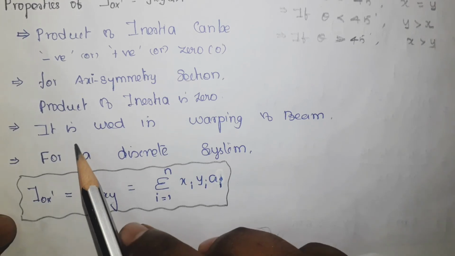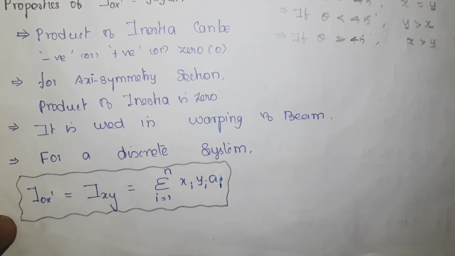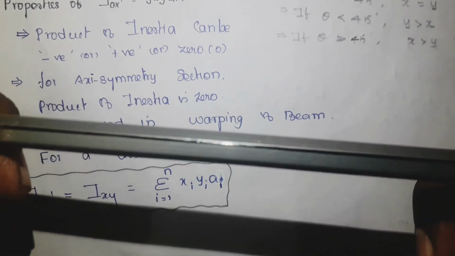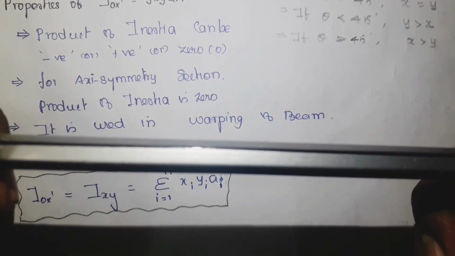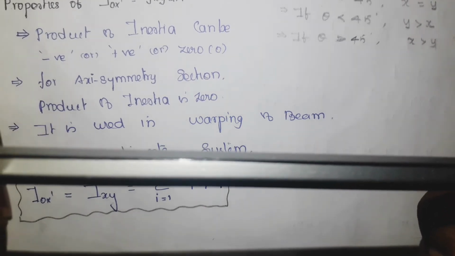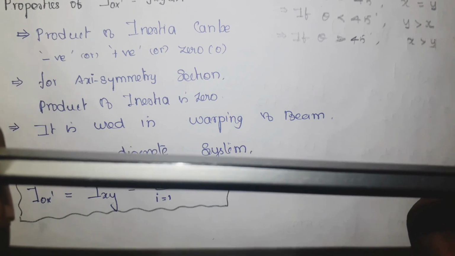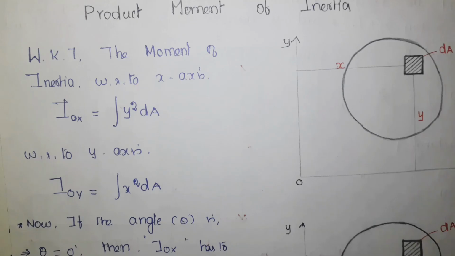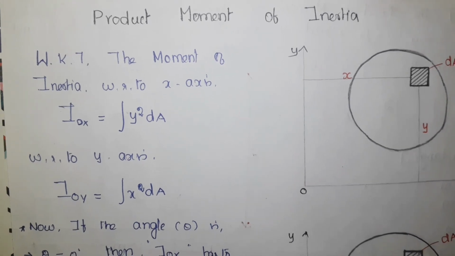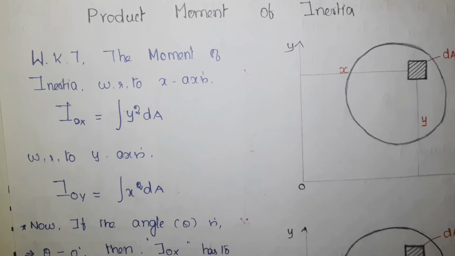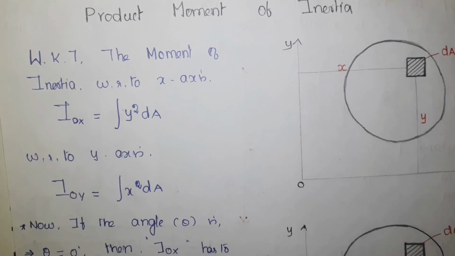Now the final property: it is used in the warping of a beam. Let me take this pencil and apply a torque or a moment at both the ends. Now this pencil is having warping. Now this can be measured using the product moment of inertia. Now the summary is the product moment of inertia should be used when the axis is inclined by some angle between 0 and 90.